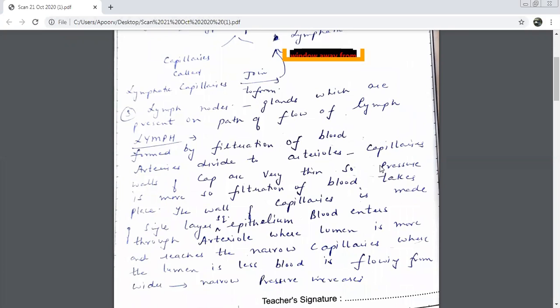Tell me, why does it happen that lymph was flowing very smoothly and then all of a sudden it started oozing out? Ma'am, because it goes from a wider region to a narrower region. Very good. The first point we've already got: it goes from a wider region to a narrower region. And what is the second reason? It is very thin and it oozes out. Exactly. The walls of the capillary are very, very thin. Let us elaborate the first point which she said. It goes from wider to narrow.